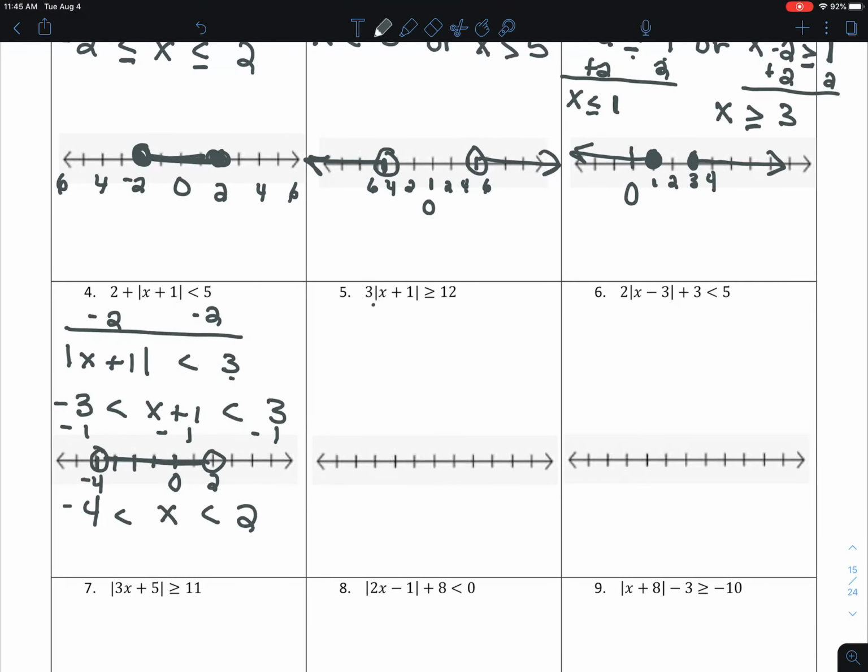Okay, let's do another one. We have greater than, but before we do anything, we have to get this absolute value symbol by itself. So we're going to divide by 3. We have the absolute value of x plus 1 is greater than or equal to 4. So because it's greater than, we're going to set up 2 inequalities. The first one, we flip the inequality and we flip the sign. The second one, it stays the same.